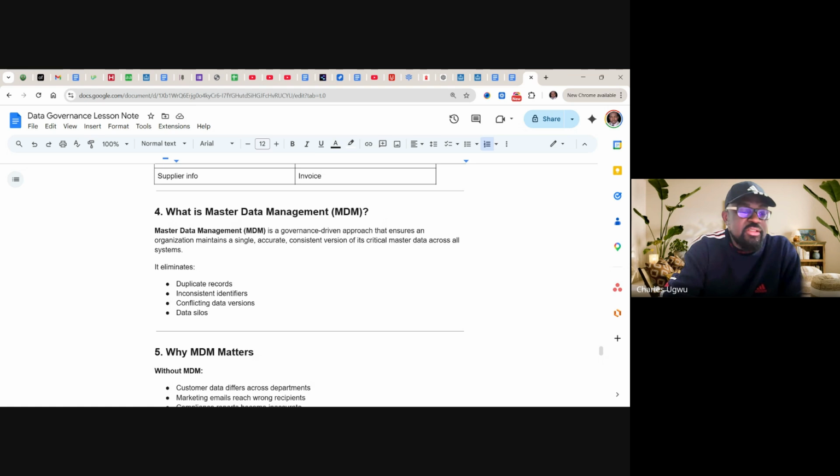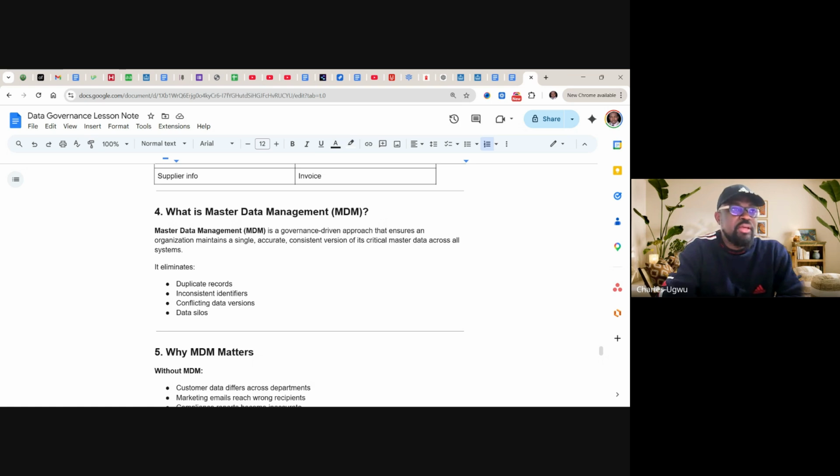Inconsistencies. When we're talking about poor data, we mean duplicates, inconsistencies, missing values, conflicting data versions, and data being in silos. Master data management makes sure that no data is in silo. There's a lot of important data, but it's in silos, so it's underutilized.